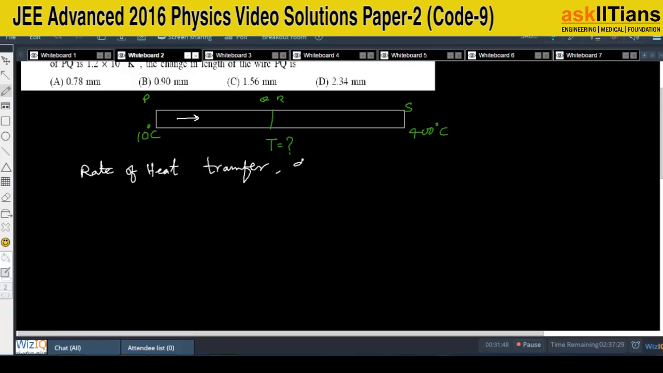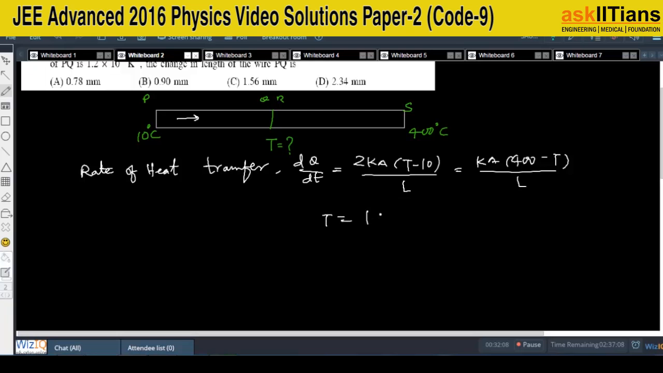dQ/dt should be equal to 2KA(T minus 10) divided by length L, which should be equal to KA(400 minus T) divided by length L. Solving this, finally we got that T is equal to 140 degrees Celsius. So this is the temperature of the junction, that is 140 degrees Celsius.